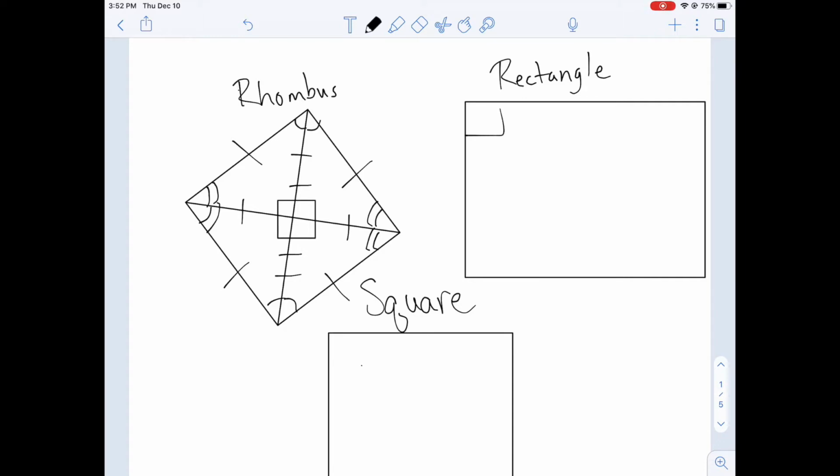How about for a rectangle? Well, four right angles. Opposite sides are congruent. Diagonals bisect each other, and they're all equal.